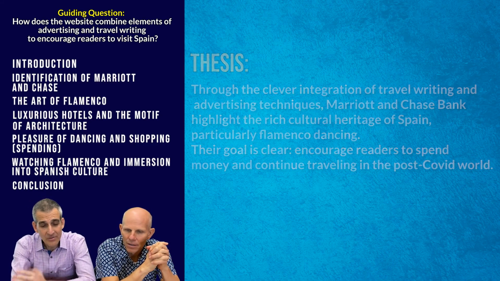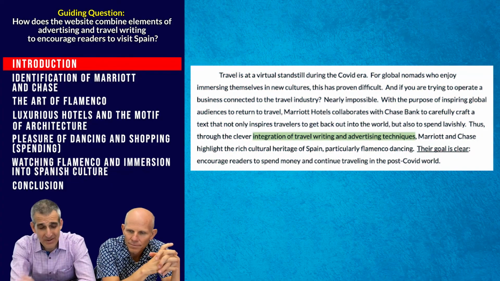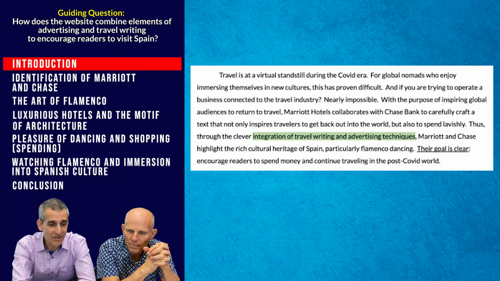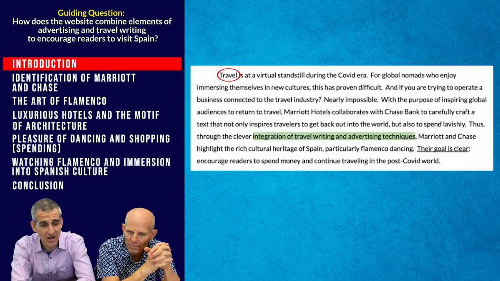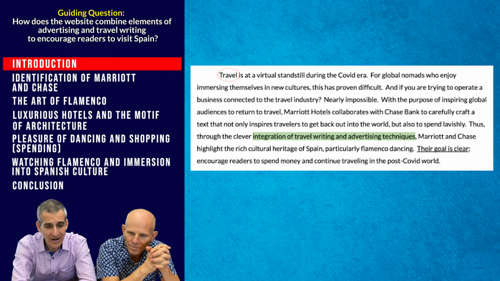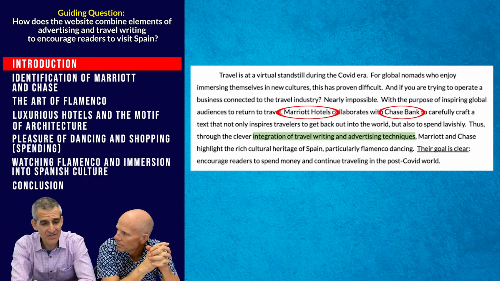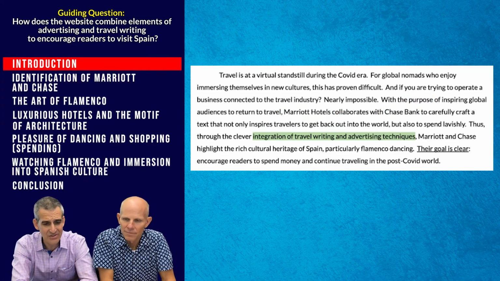Yeah. Looking at the introduction, something that I noticed right away, of course, they anchor into that topic of travel. That's something that we talked about in the introductions. They've done well there. I see the purpose highlighted as well. And I see Marriott Hotels and Chase Bank. So they've got the authors of the text, they've got the purpose, and they've got the topic. What else do you notice, Giles?